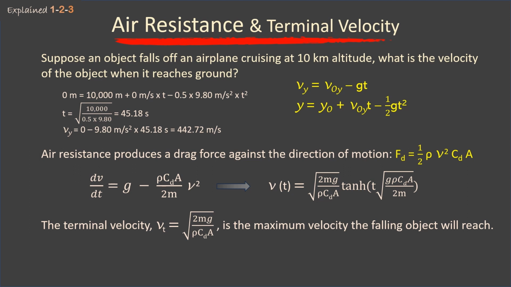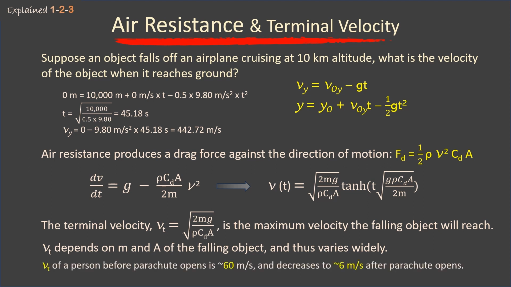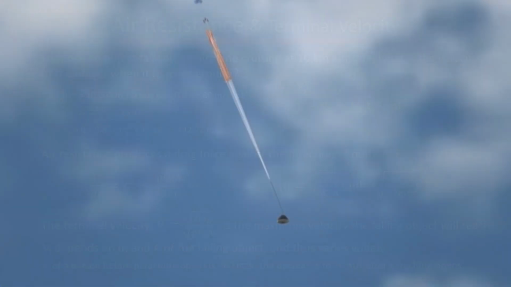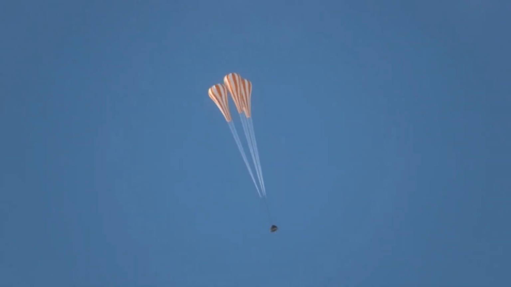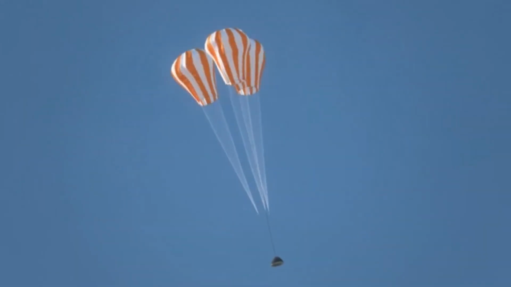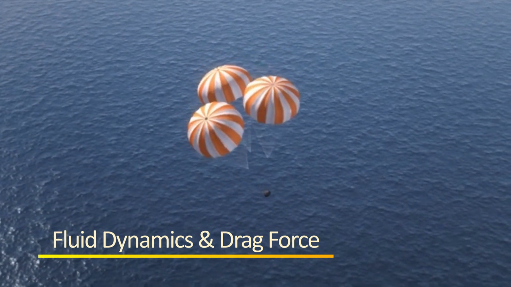The terminal velocity will depend on the mass and area of the falling object, and typically can range from about 10 meters per second to 100 meters per second, certainly a lot smaller than the initially estimated speed of 442 meters per second without air resistance. If a person jumps off the airplane, the terminal velocity can reach about 60 meters per second before the parachute opens. Once opened, area A is increased drastically, and the terminal velocity decreased to 5 or 6 meters per second. If you are interested in learning more, you can search up the terms fluid dynamics and drag force to gain a more in-depth understanding of air resistance.